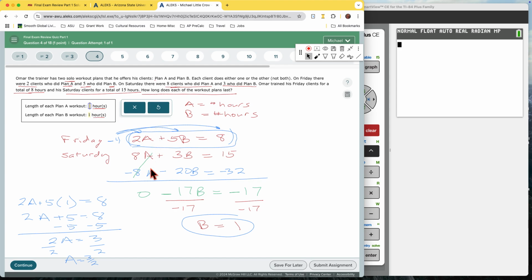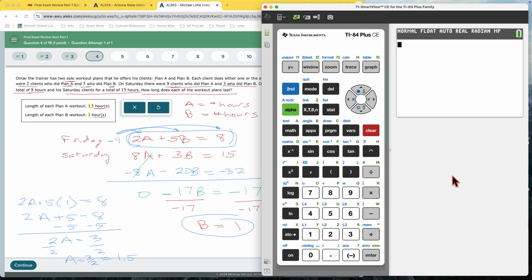They don't give us a fraction, so maybe they do want that as a decimal, 1.5 hours. And that's how we can do it. Now, I'll show you the graphical way. If you're happy with this, you're welcome to head on out. But another way to do it, and kind of a good way to check it, is we can graph these.